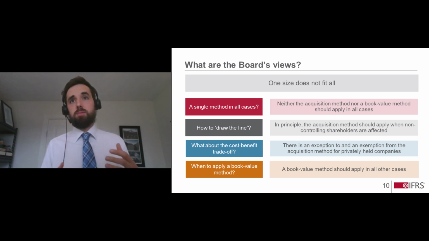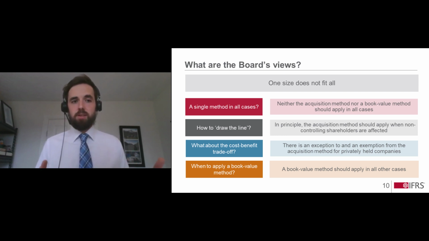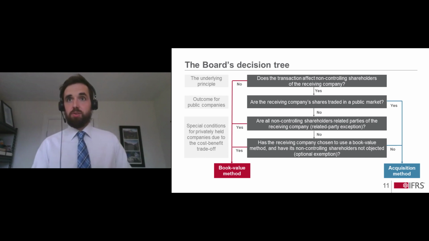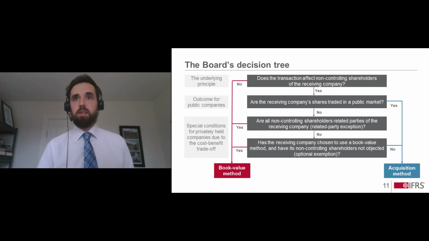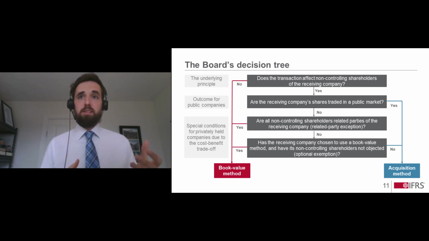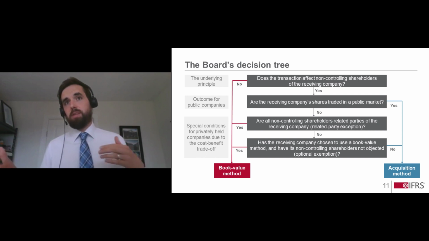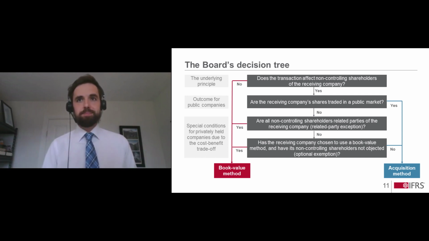So the board is suggesting special conditions for private companies, and then in all other cases, a book value method would apply. You're probably already familiar with the flowchart on screen, which summarizes the board's view for when each method should apply. A couple of key points to highlight. Firstly, that we start with that underlying principle of whether the combination has affected non-controlling shareholders in the receiving company. If it did, the acquisition method generally applies, but that's where this cost-benefit trade-off comes in.